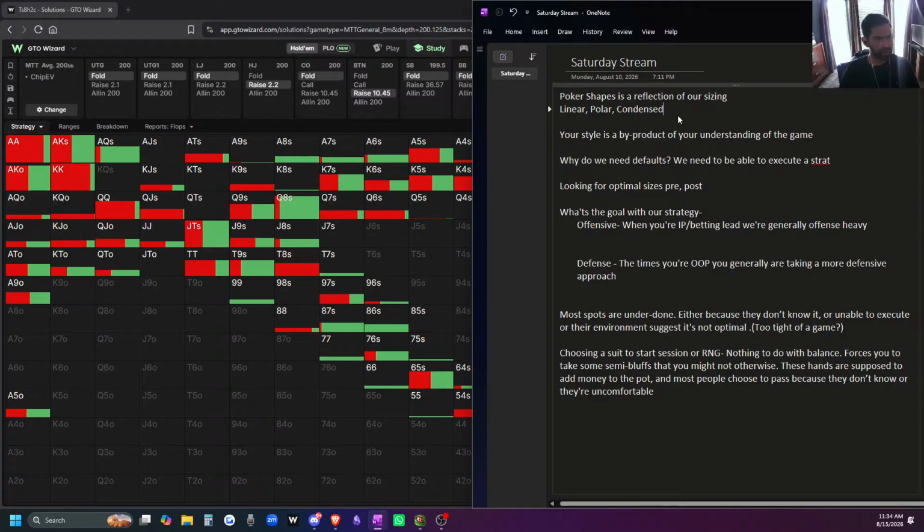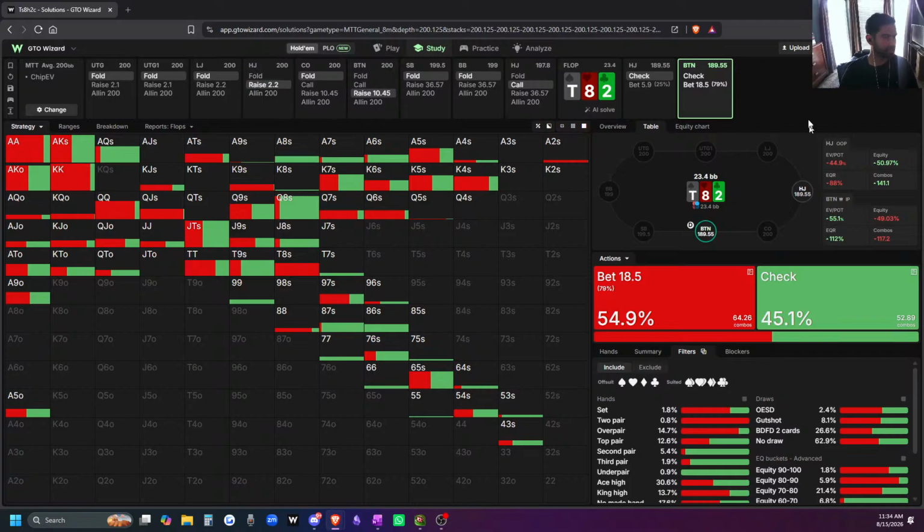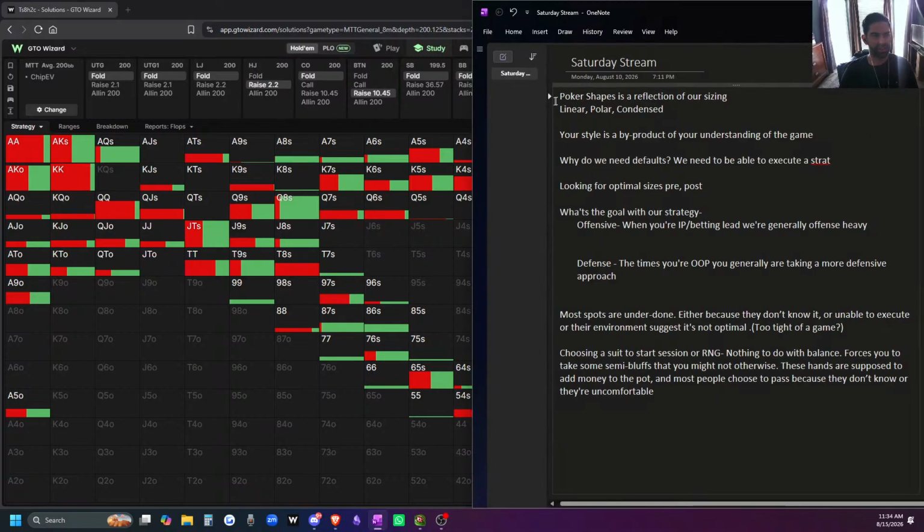So like a decent example, the narrow arrow. Like when a button's flatting, they're condensed. But then that's not really reflecting a size right now. No, but the shape of the range correlates to the size, right? Like we always have the triangles, the little bomber looking thing, the stealth bomber, the narrow arrow. That should lead you towards linear, or polar, or condensed, and guide you towards an appropriate sizing.